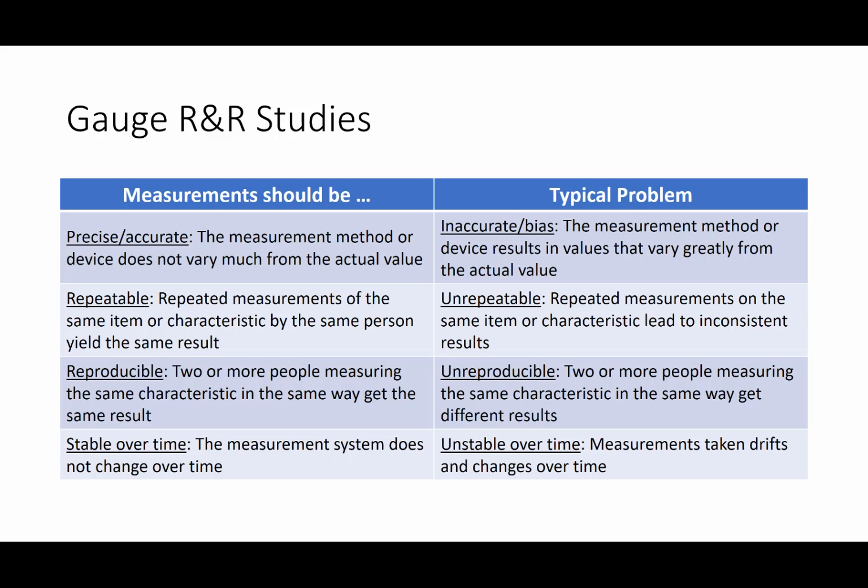And they should be stable over time, in that the measurement system does not change. Unfortunately, that is not the case, where measurements taken will drift and change over time based on the variability of the gauge, the calibration of the gauge, or things as well. These are all typical problems that impact the capability of measurement systems and add to variability within the measurement process.